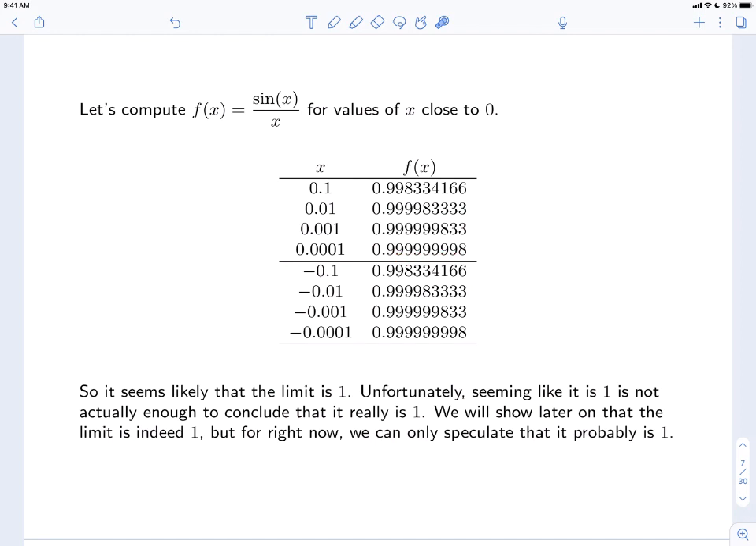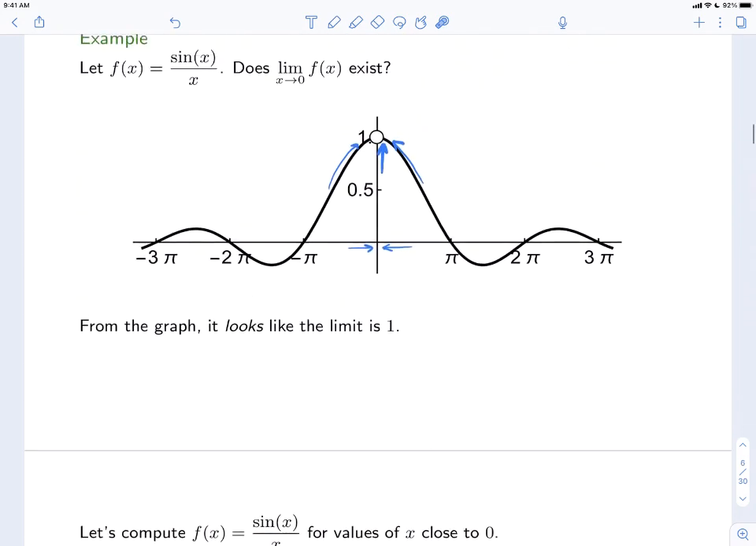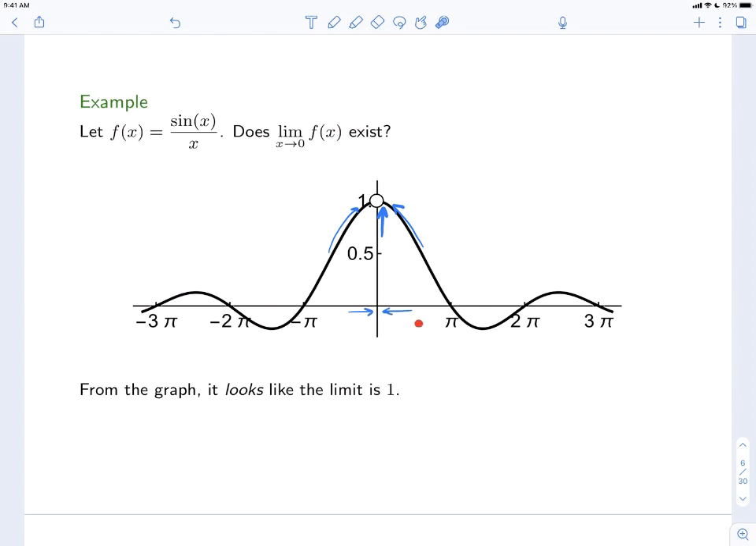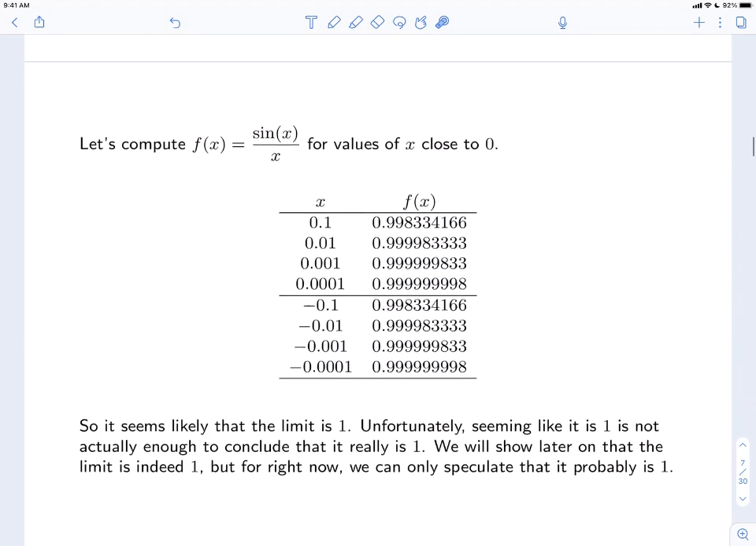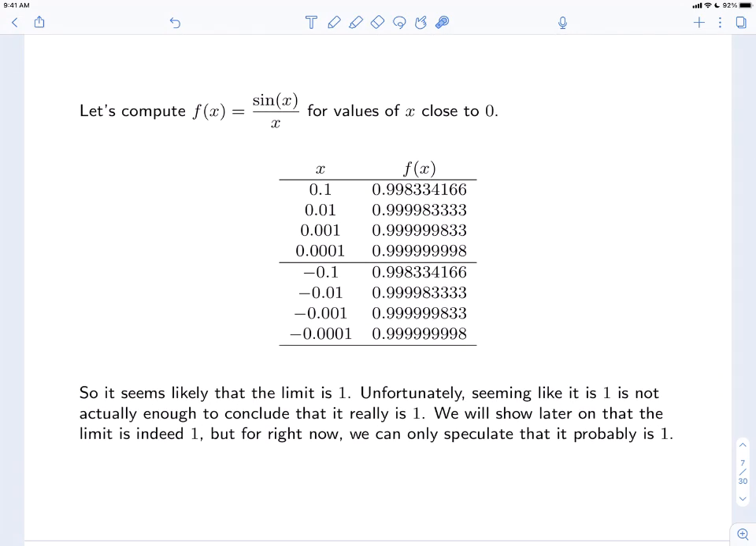Similarly, if x is negative, that means it's approaching from the left. If we look back at our picture, you can see that when x is approaching from the right, x is a positive number, but when x is approaching from the left, it's a negative number. So you could look at minus 0.1, minus 0.01, minus 0.001, and so on. And the closer that these numbers get to 0, the more 9s you pick up in this output. So it does indeed look like the limit is 1. It looks like the output values are getting closer and closer to 1.